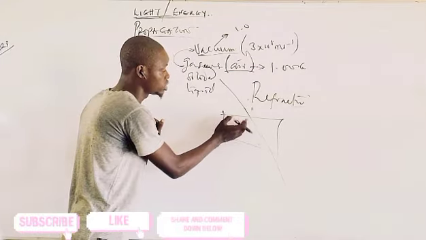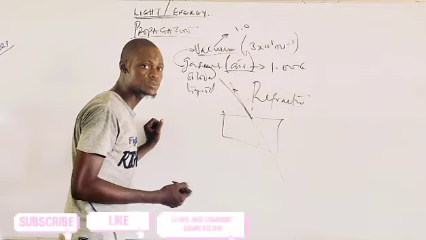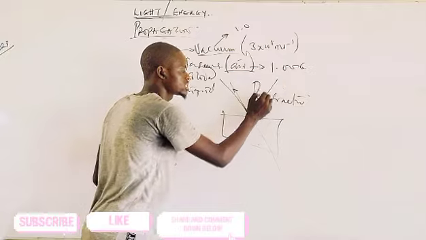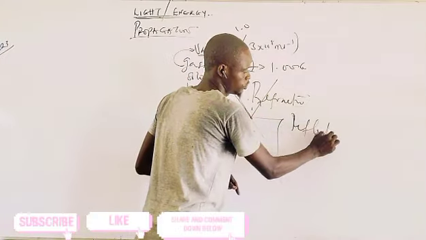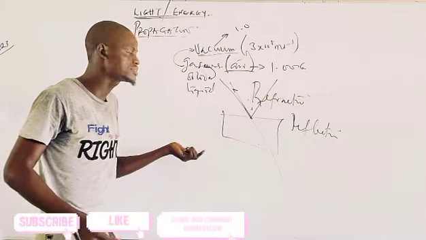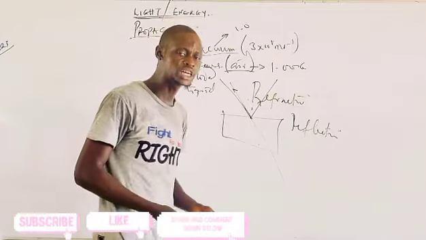Now, assuming it's an opaque material, light will never pass through it. What happens to it? It is going to reflect backward, using the process of reflection. Why? Because an opaque material does not allow light to pass through it. Rather, it rejects the light.